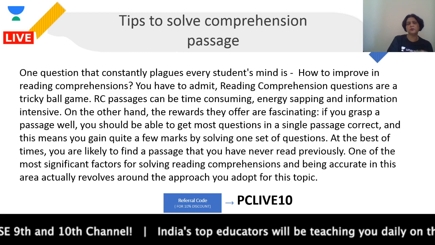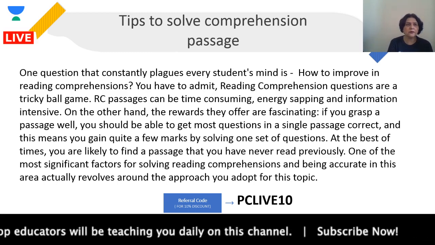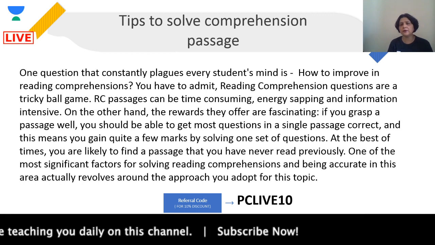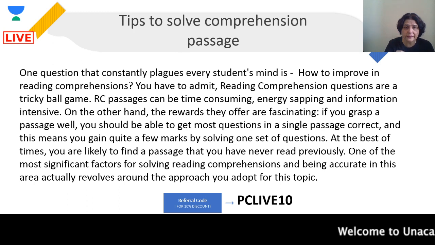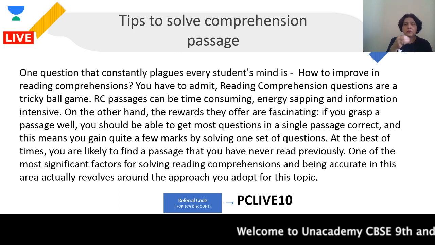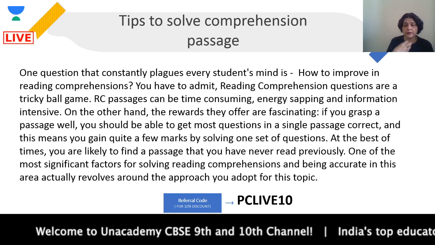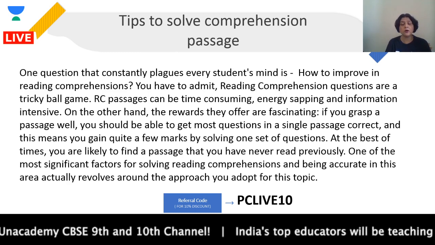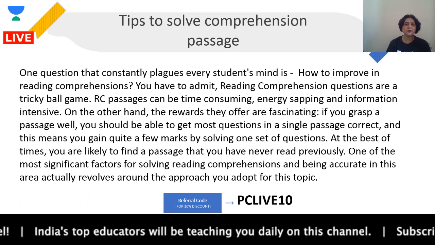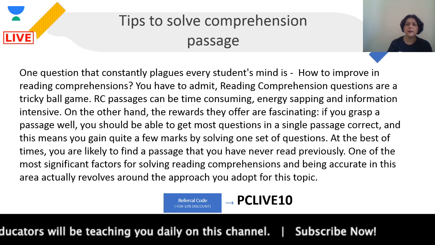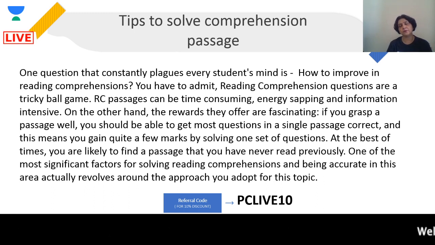There will be two sets or three sets of different questions. So when you read the passage, you will have to read between the lines. The first reading might not be like that. So you have to read it very intensely, trying to grasp whatever has been asked of you. Whatever you can grasp, you will have to do it, maybe not in one go, in the second read. And one of the most significant factors for solving reading comprehension and being accurate in this area actually revolves around the approach you adopt for this topic.